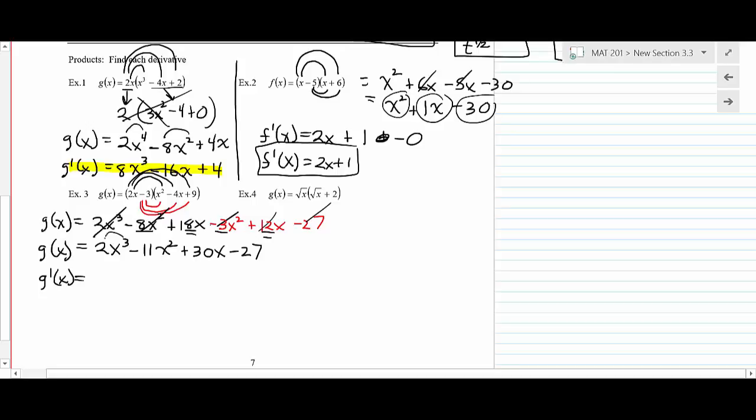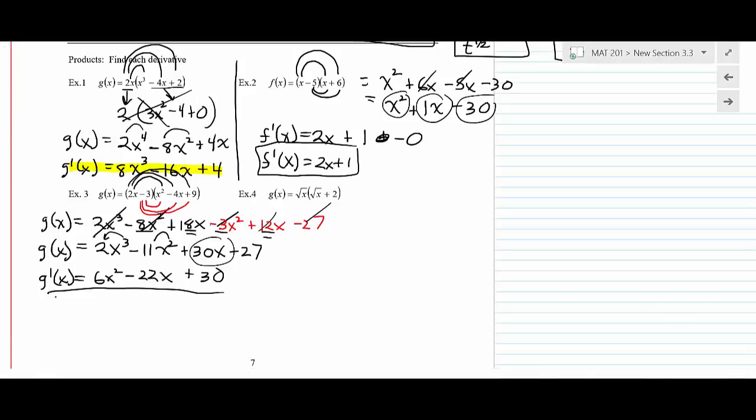First term, you're going to have 6x to the second. Second term, you're going to have 22x to the first. And then 30x, what's its derivative? 30. And then the derivative of 27 is 0. So you're done. That's it. That beats doing the definition, right? f of x plus h minus f of x over h. That would be a pretty tough thing to do on that problem. Thank goodness we have all these rules.